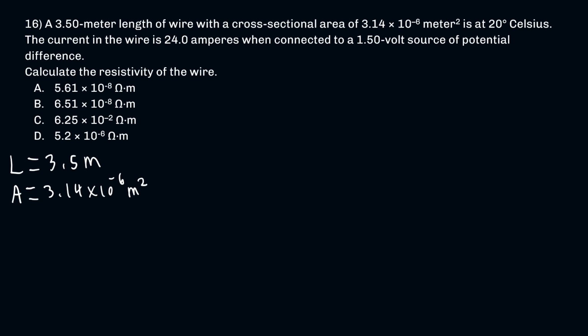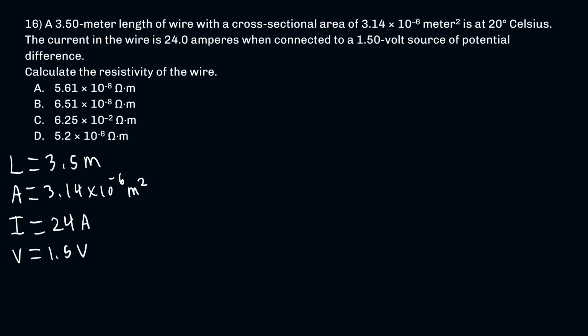The current in the wire is 24 amperes. So that is going to be on the reference table, that is I. So again, that is on the right side. So I is equal to 24 amperes. This is then connected to a 1.5 volt source of potential difference. A source of potential difference, that is going to be V on the right side of the reference table, essentially a battery. So V is equal to 1.5 volts. And I think that's all I have at this moment.